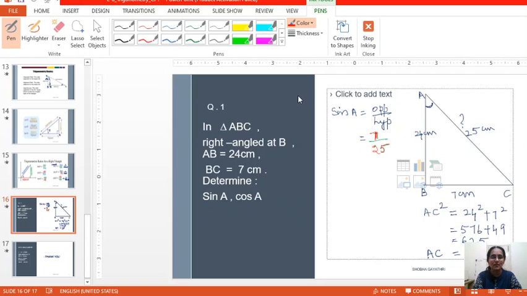How much is cos A? It's very simple. Cos A equals adjacent side by hypotenuse. How much is the adjacent side? For cos A, this is the adjacent side, 24. So 24 by 25 is cos A, and 7 by 25 is sin A.